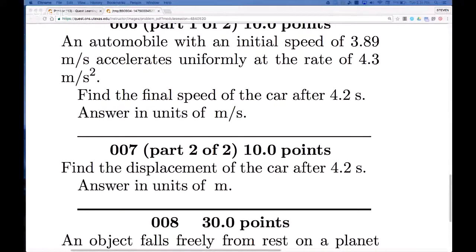It's an automobile. And it gives you speed, it gives you acceleration, and it gives you a time. To find the final speed, which equation do you need first? To do that while I get my board set up here.